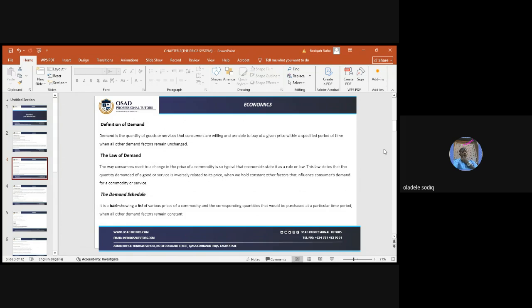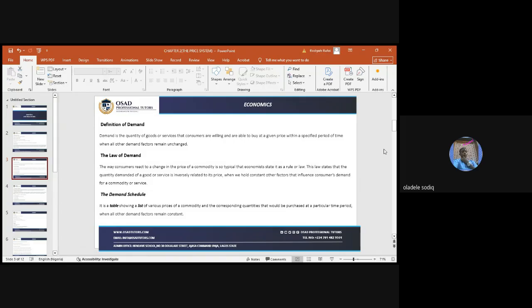Number one is the quantity. When defining demand, I always advise that students should ensure that they put the required keywords there. So we have the quantity, that is one. We also have willingness to buy at a given price, at a specified period of time, and when other demand factors remain unchanged.